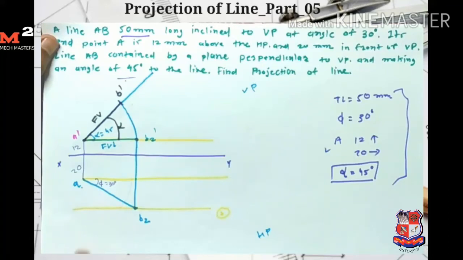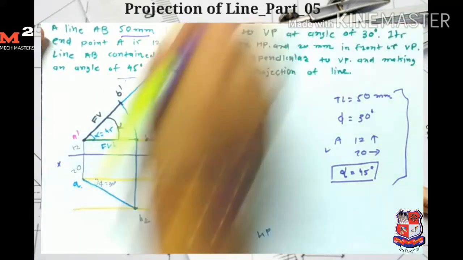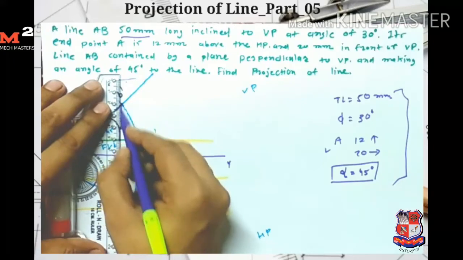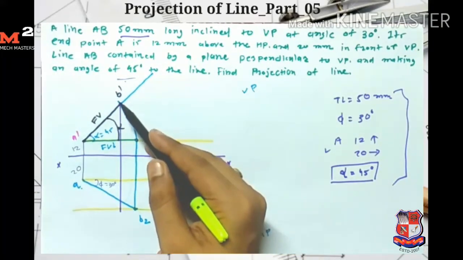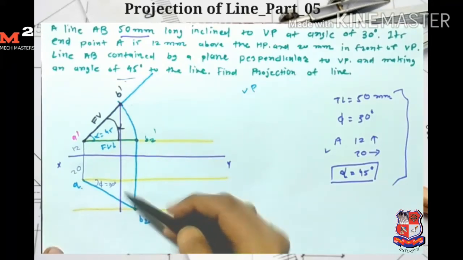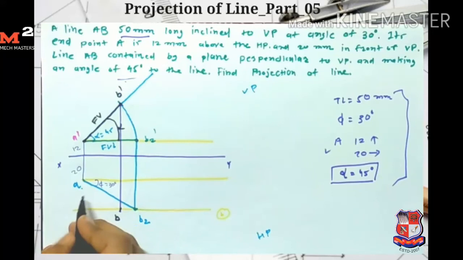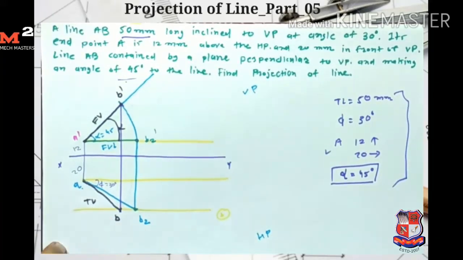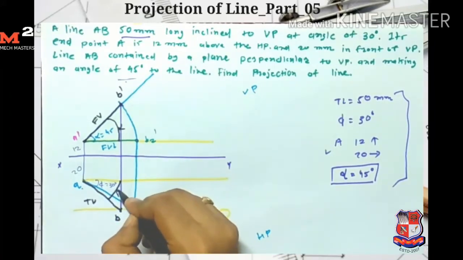Now we know that the B dash and B points are on the same line. So from point B dash I draw one vertical line which intersects the locus of B here. So here I get my point B. This AB is my final top view. The angle made by the final top view is the apparent angle beta.